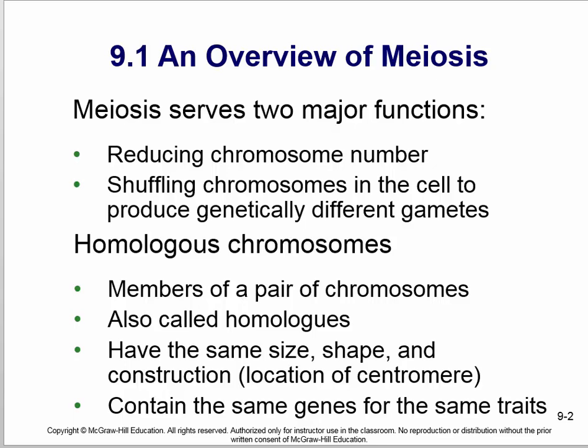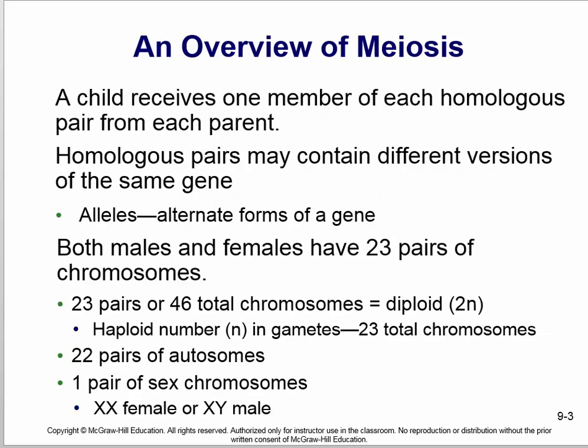Homologous chromosomes are members of a pair of chromosomes, and as I mentioned, they're also called homologs. They have the same size, shape, and construction based on the location of the centromere, and they contain the same genes for the same traits. A child receives one member of each homologous pair from each parent, and both males and females have 23 pairs of chromosomes.